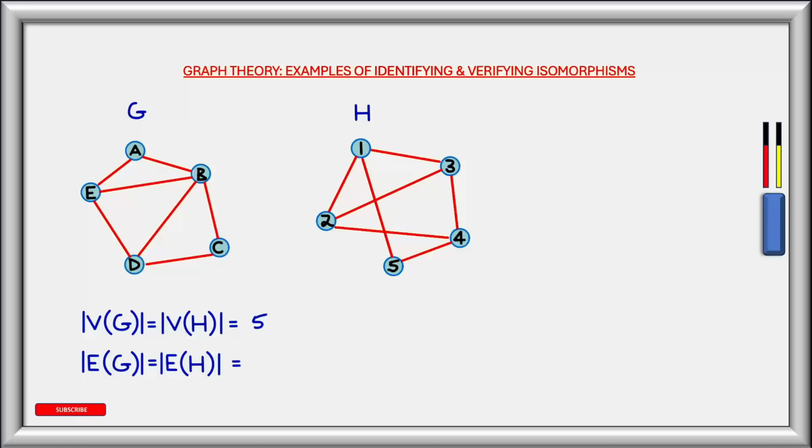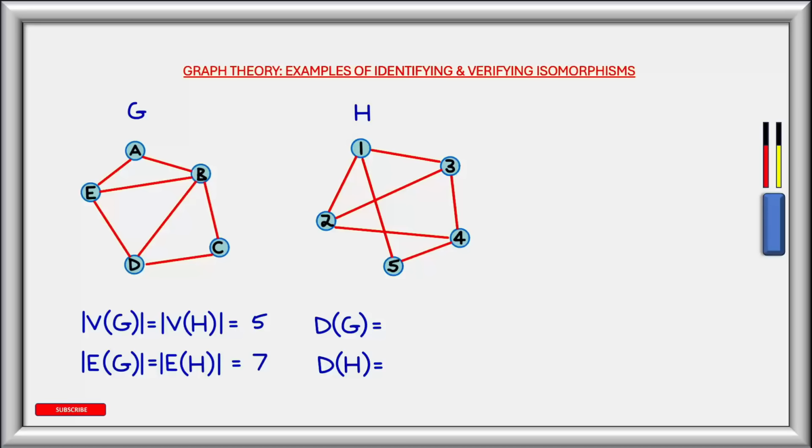And now let's look at the number of edges in each graph, as these also need to be equal. In graph G, we have 1, 2, 3, 4, 5, 6, 7. And in graph H, we have 1, 2, 3, 4, 5, 6, and 7. And so the number of edges in each graph is 7. And therefore, each graph has an equal number of edges.